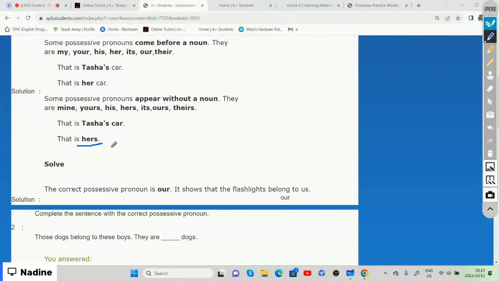So some possessive pronouns appear without a name, and they are mine, yours, his, hers, its, ours, and theirs. And our example is that is hers. And hers can mean anything, specifically in this case, it is her car. So instead of saying it is her car, we just say it is hers. Instead of saying it is my bowl, I can just say it is mine. All right.